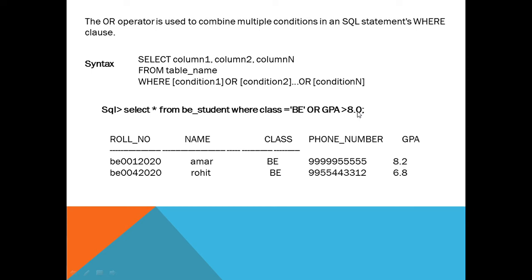Now this is the basic difference between the AND condition and the OR condition. In AND, both conditions, all the conditions, should be true. In OR, a minimum of one condition should be true. So for this Rohit, the class B condition is true. Yes, the class is B, and for Amar, both conditions are true.